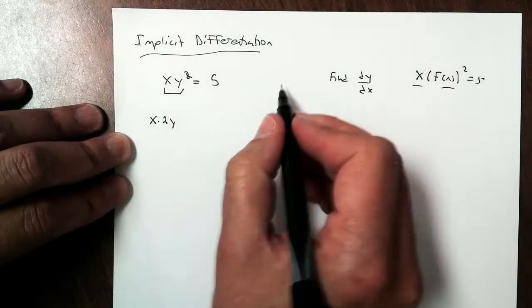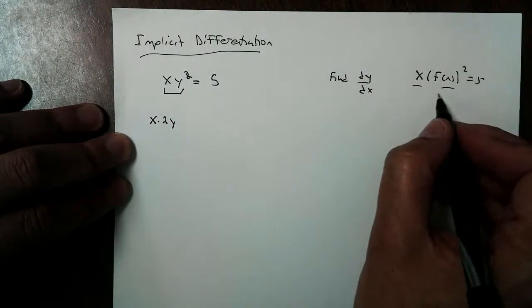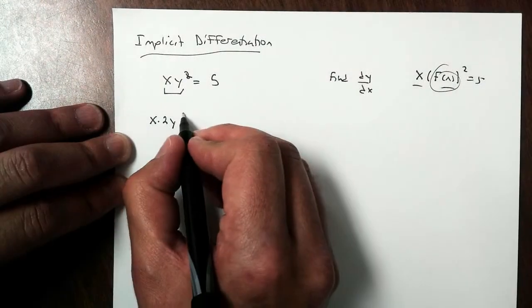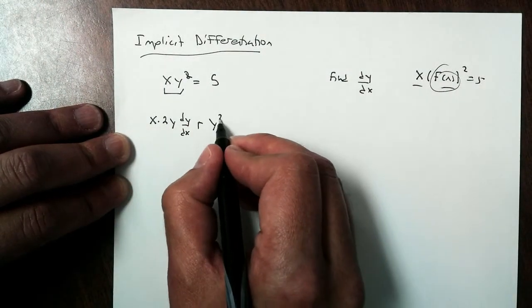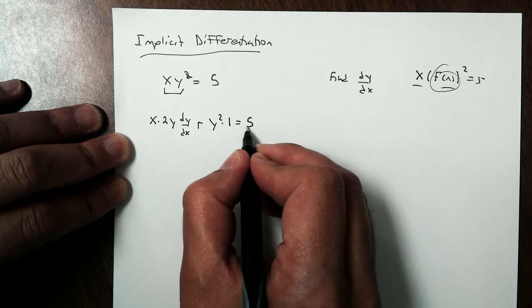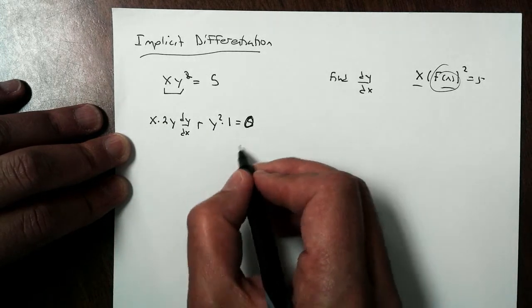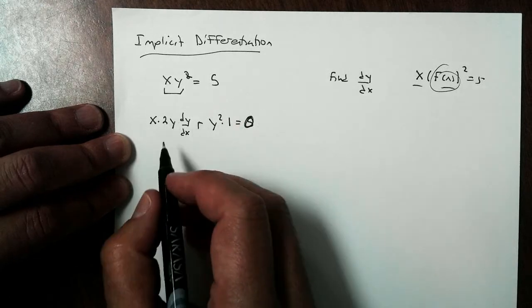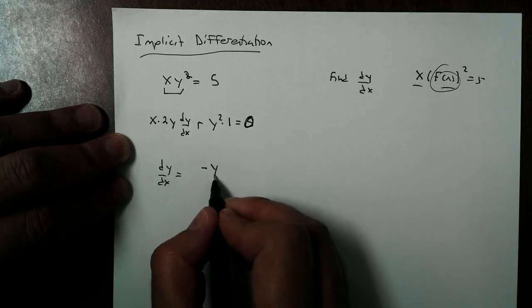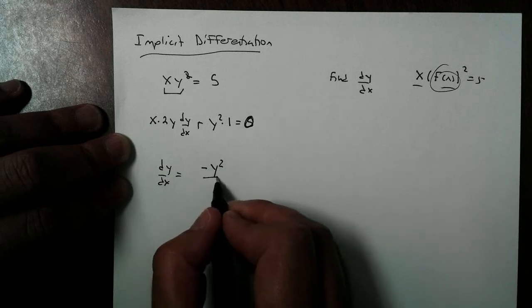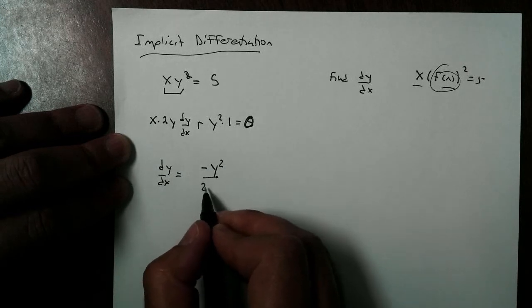So when we take this derivative, we're going to multiply by the derivative of the inside, and that's going to give us this dy dx, plus the second, y squared, times the derivative of the first, equals 0. Whoops, 0. Don't tell anybody I did that. That should be a 0 because it's a constant. So when we solve for dy dx, we should get negative y squared over 2xy.